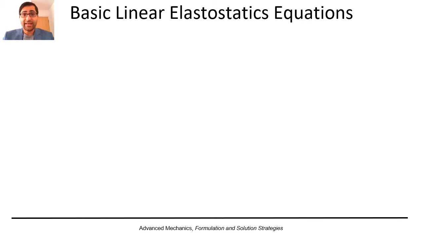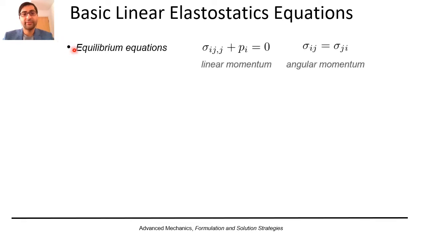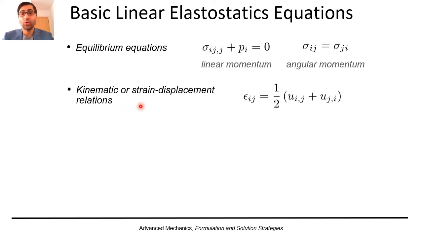Basic linear elastostatic equations. Here we talk about the basic equations we use to solve practical examples. First is equilibrium equations. You've already seen linear momentum, which balances stresses in the material with body forces. And here we show angular momentum, which basically guarantees symmetry in the stress tensor. Then we have kinematic or strain displacement relations. As I said before, it relates a strain with displacement. And here you see it for the infinitesimal case.